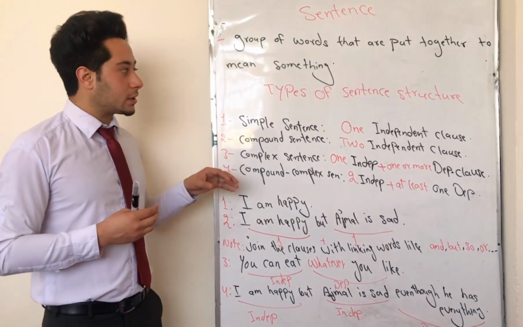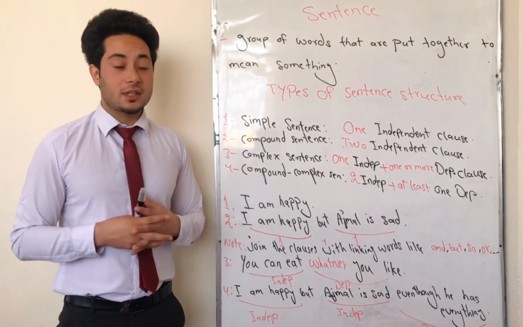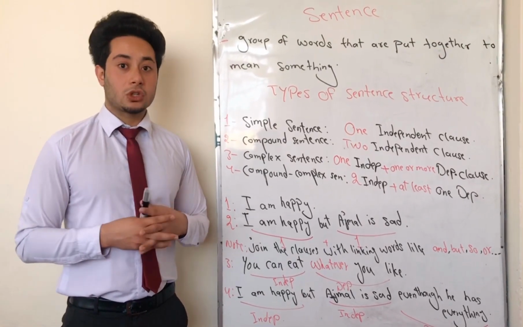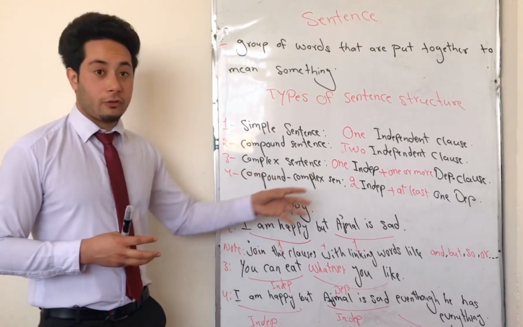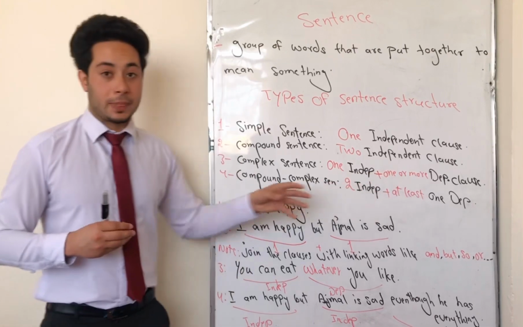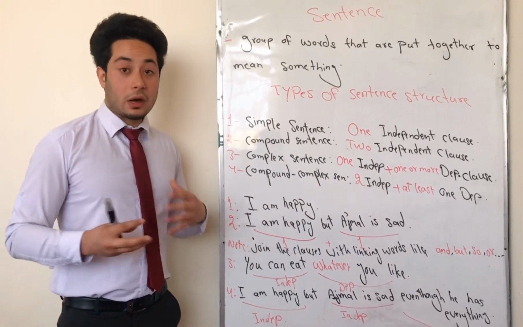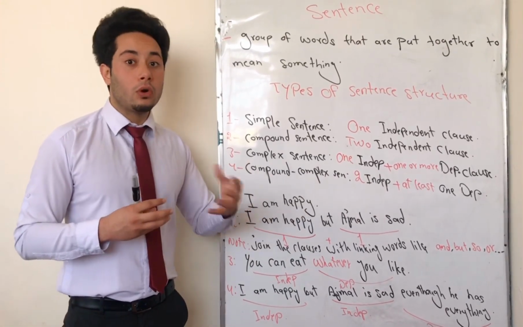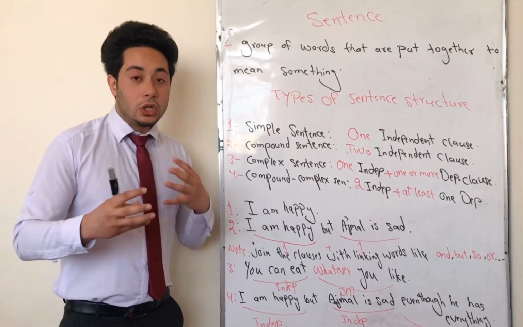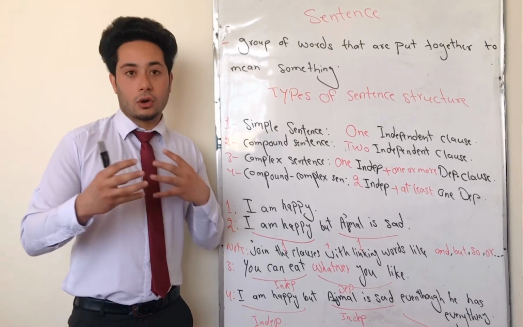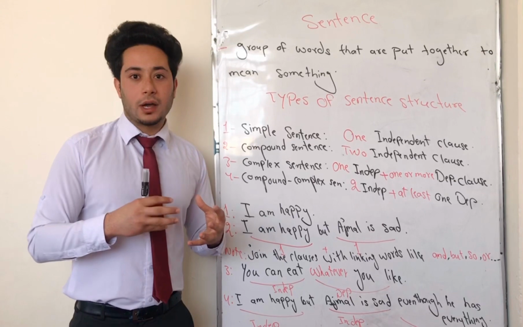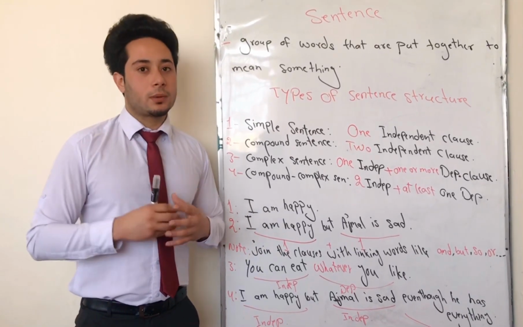Let's talk about the third type of sentence structure. The third type of sentence structure is called complex sentence. What are complex sentences? Complex sentences are those sentences that are made of one independent clause and one or more dependent clauses. It means one clause with a complete meaning and one or more other clauses with incomplete meaning, and we join the independent clause with dependent clauses with relative pronouns or relative clauses, and also with subordinating conjunctions.